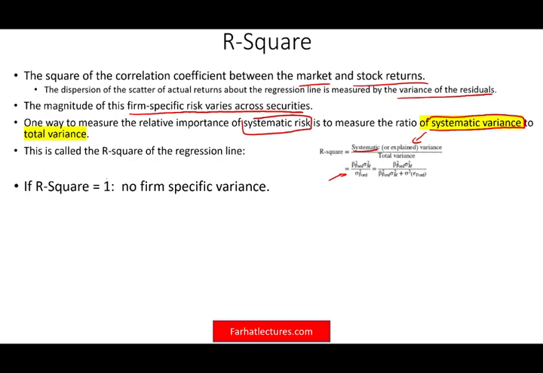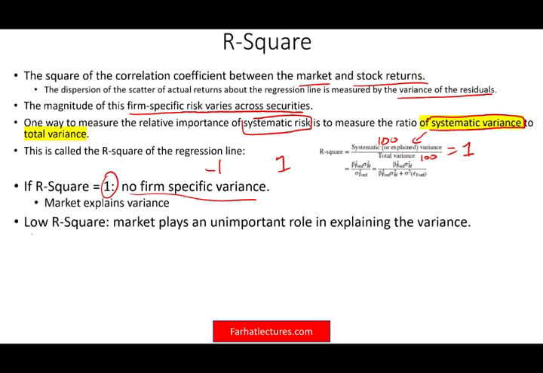If R square is equal to 1, it means there is no firm specific variance. It means all the variance is systematic. So if we have a variance of 100, we have systematic risk of 100. 100 divided by 100 equals 1. So if we have an R square of 1, and R square goes from negative 1 to 1, by the way, it means this stock moves perfectly with the market. All the risk is explained by the market. So the market explains the variance. Low R square means the market plays a small role in explaining the variance.